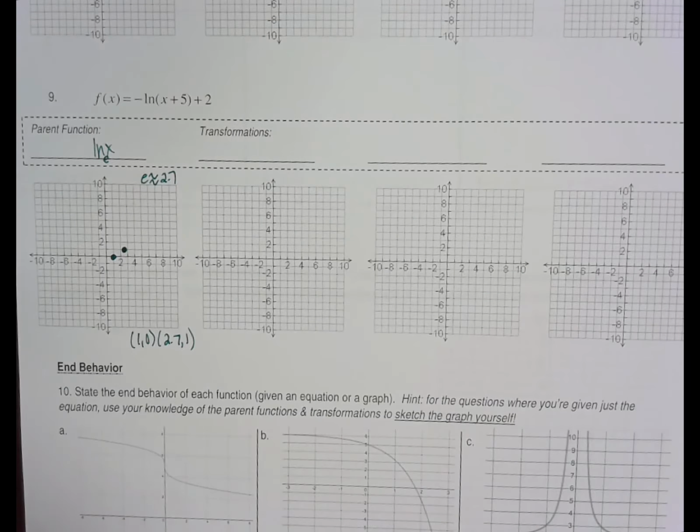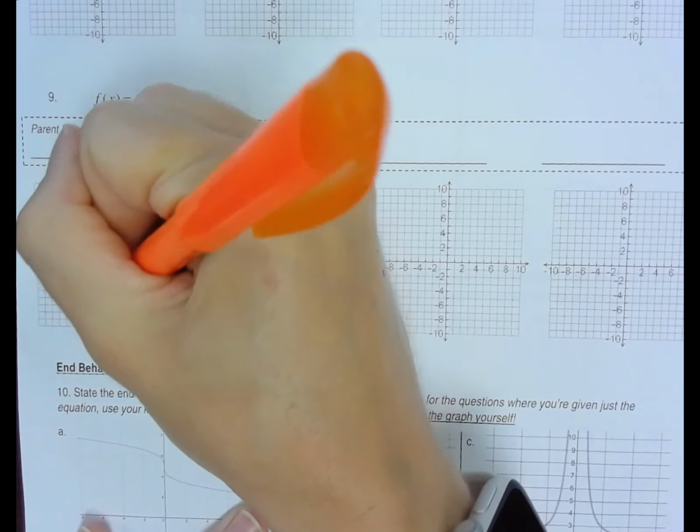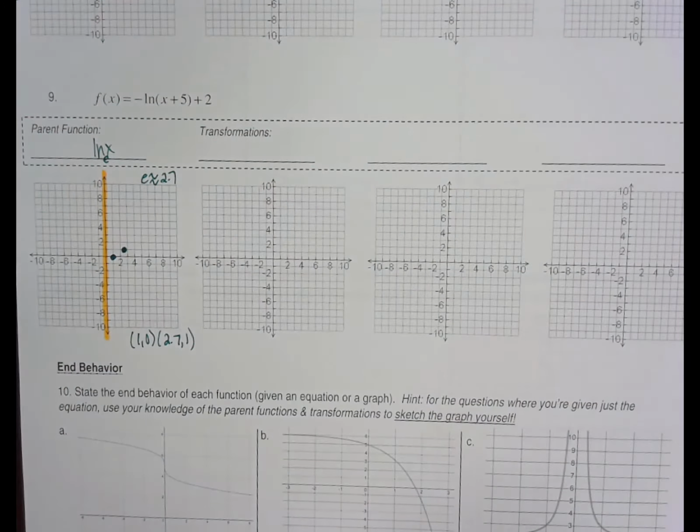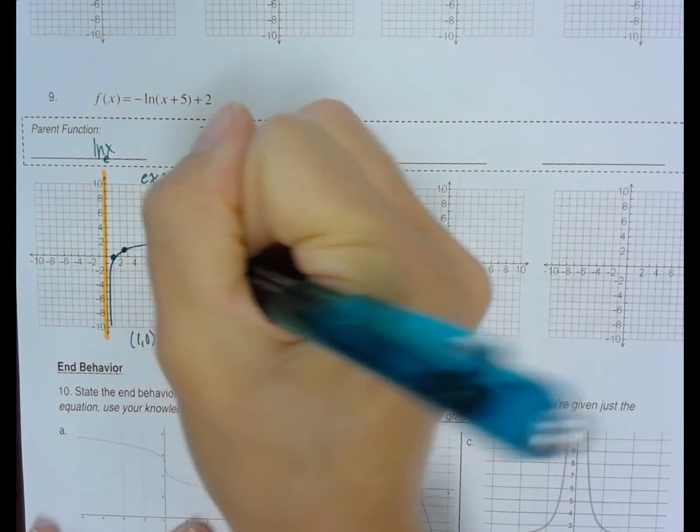And another key feature about the graph of natural log is that you're going to have a vertical asymptote on the y-axis. Now that's going to come in handy a little later on, but your graph's going to go right along this asymptote, hit these 2 points, and then go up.